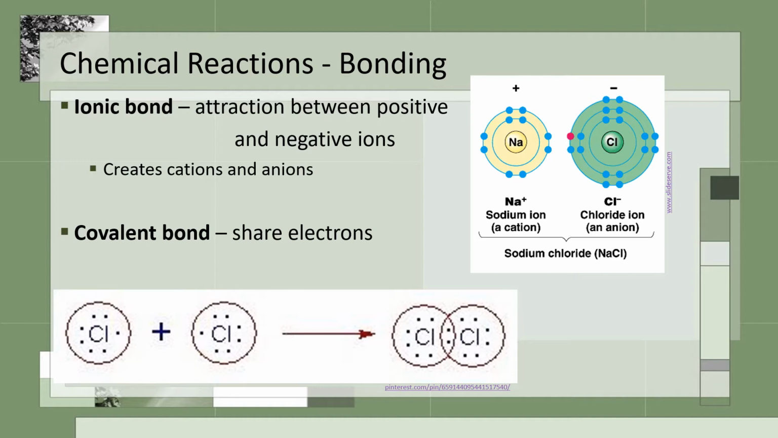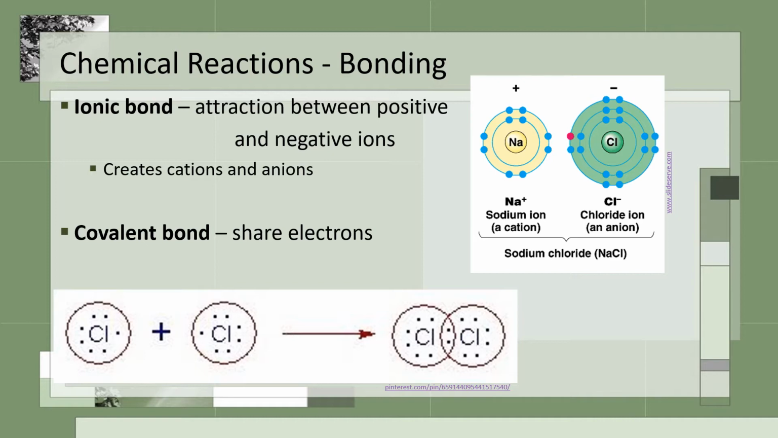For example, when sodium gives up its electron, the red dot, and chlorine accepts it, it leaves sodium with 1 more proton than electron and therefore an overall positive charge, creating a cation, and chlorine now has 1 more electron than proton, so its overall charge is negative, creating an anion. As a result, these two ions are attracted to each other and form a bond, an ionic bond.